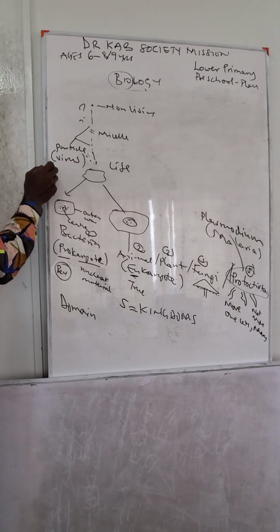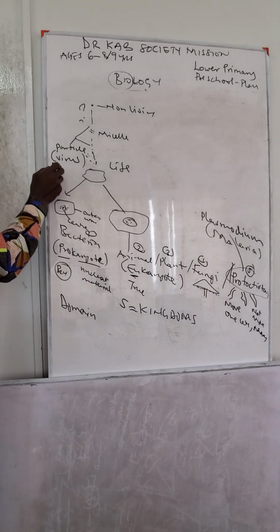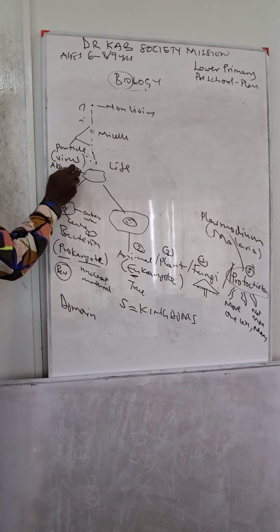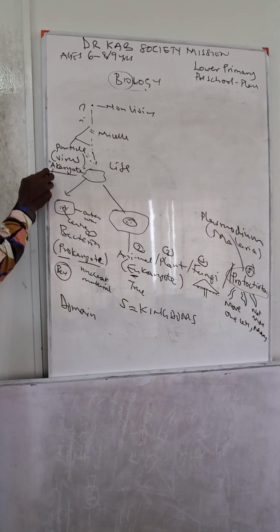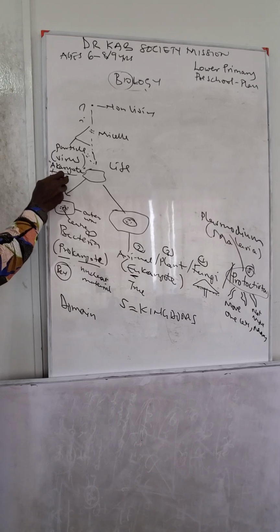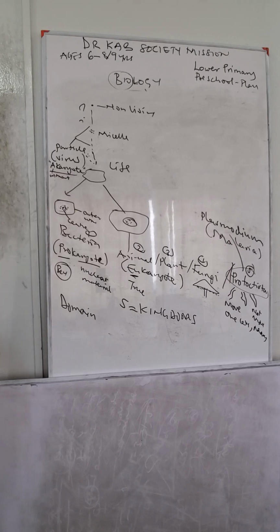We also call it acellular, because a means without. For spelling, please note, a is a prefix meaning without. So that's how the whole thing is going.